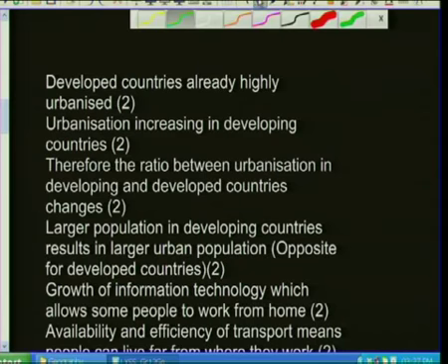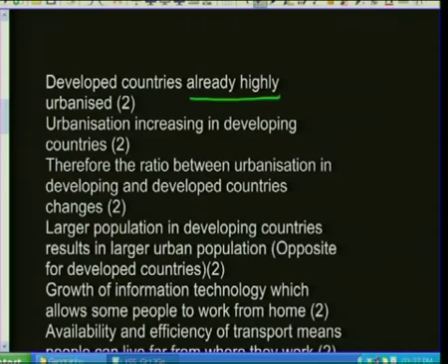So, as we've said, our developed countries are already highly urbanized. Also, the urbanization process is still going strong in our developing countries, what they used to call the third world countries. So the ratio between urbanization of developing and developed countries is changing very much in favor of the developing countries becoming more urbanized.